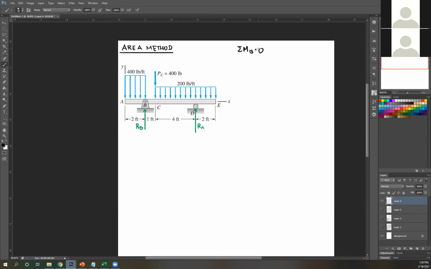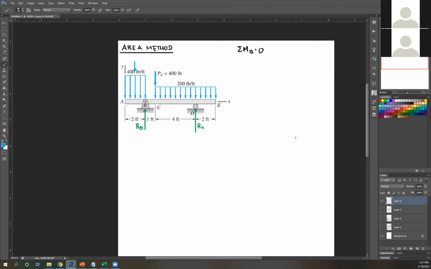So how do you do this? First, convert all of your uniformly distributed load into point loads. So how? Just multiply it by its length. So 400 times length 2 feet. So that's 400 times 2, 800. Then this is at the middle of this, so this is 1 feet. Do the same thing here. 200 times 4 plus 2. 200 times 6. That is 1,200, right?